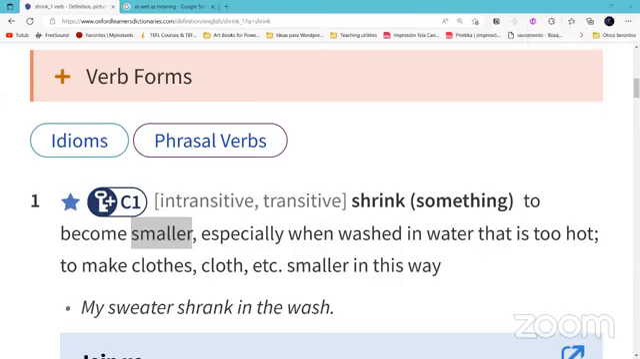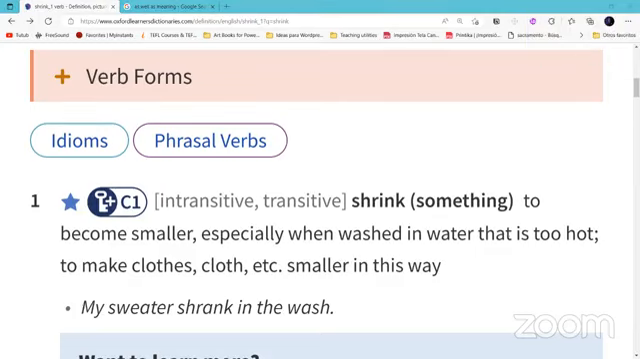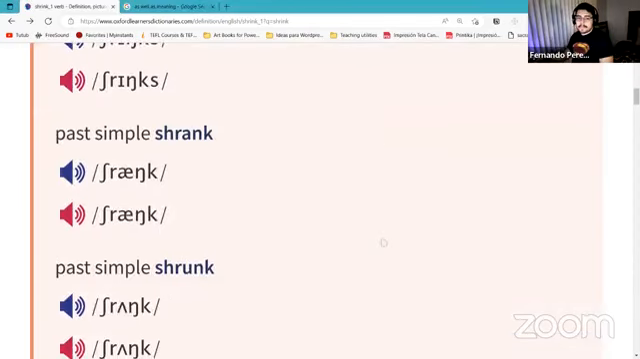Etc. This is very similar to Spanish. Usually, when you have etc., you pronounce it etcetera, etcetera, etcetera. You see? Okay, small in this way. Oh yes, I think that I understand this. Perfect. Give me an example. Is it a verb? Yes, right. Precisely. Exactly. For example, my sweater shrank. Is it a regular verb? It's irregular. Shrink, shrank, shrunk. Oh, shrunk. Okay.